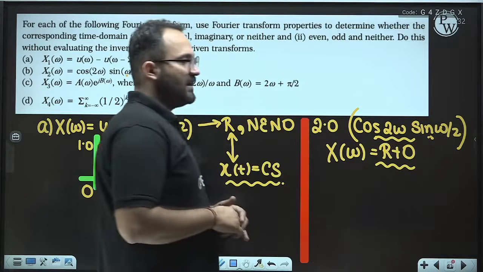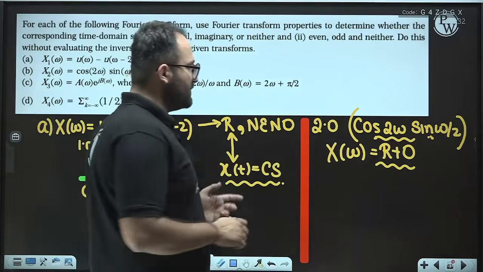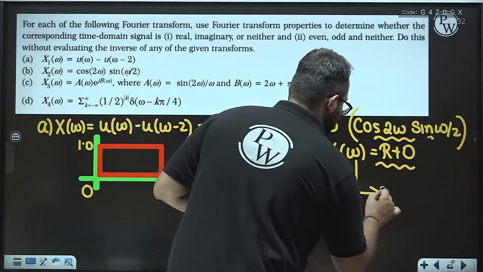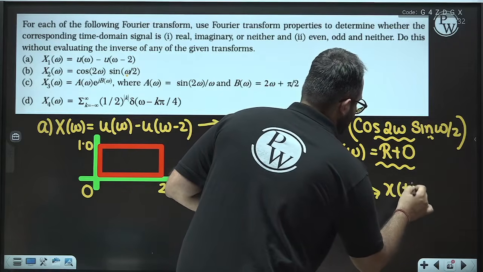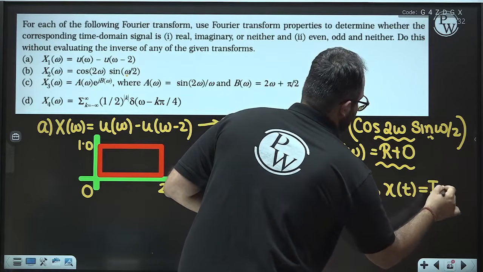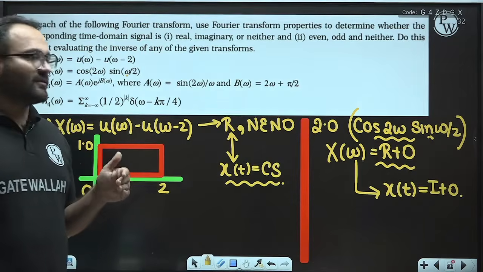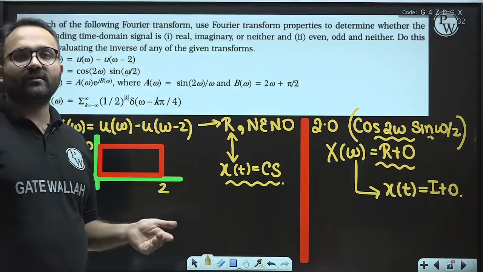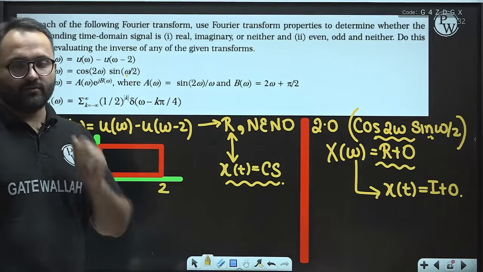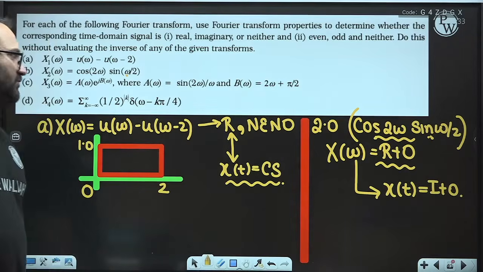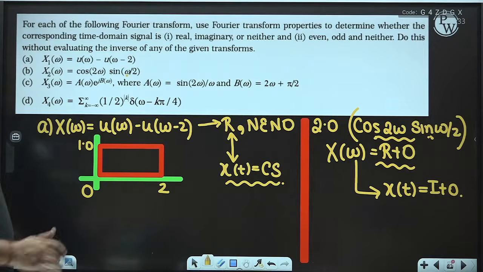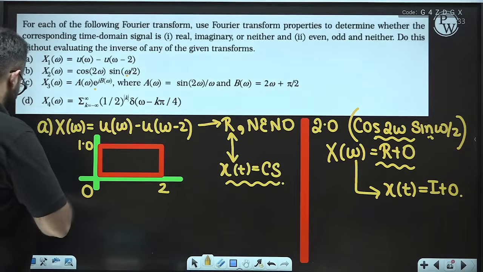X(omega) is real and odd, so the time domain signal will be imaginary and odd. Okay, from the table we can say that when the Fourier transform is real and odd, the time domain signal will be imaginary and odd. Okay, great. Now let's move on. Third point, this one, C part.